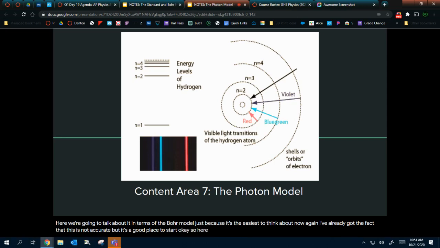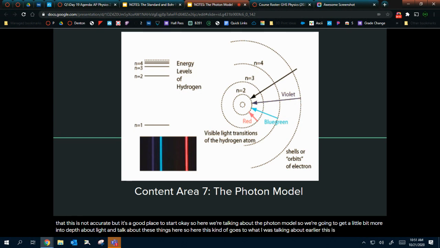Okay, so here we're talking about the photon model. We're going to get a little bit more into depth about light and talk about these things here. This kind of goes to what I was talking about earlier.